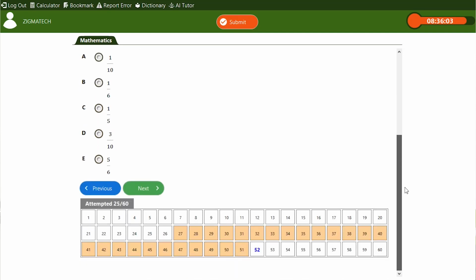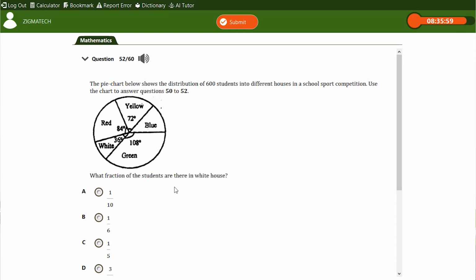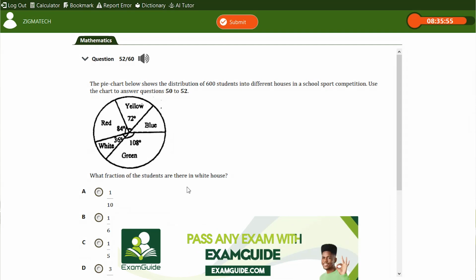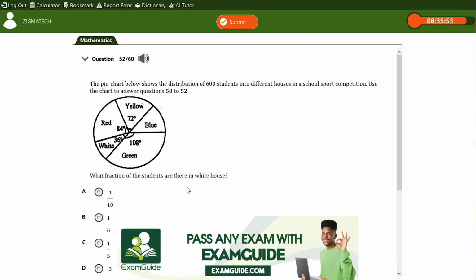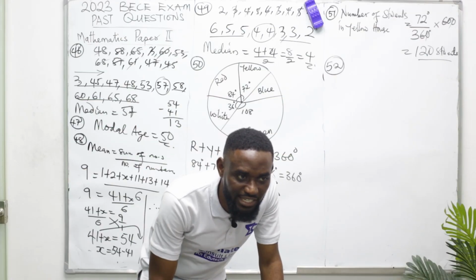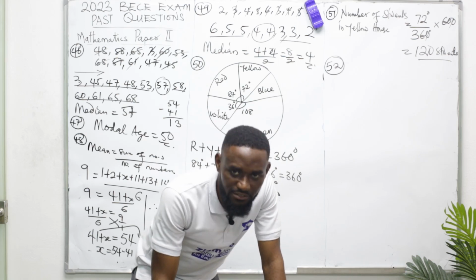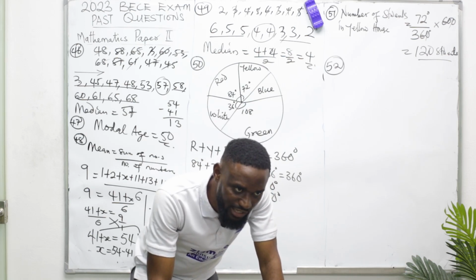52 says, what fraction of the students are there in White House? Now, to get the fraction of students in White House, it is 84 degrees, right? Good. So all you need to do is 84 degrees divided by the total number of degrees of a circle, which is 360 degrees, right?